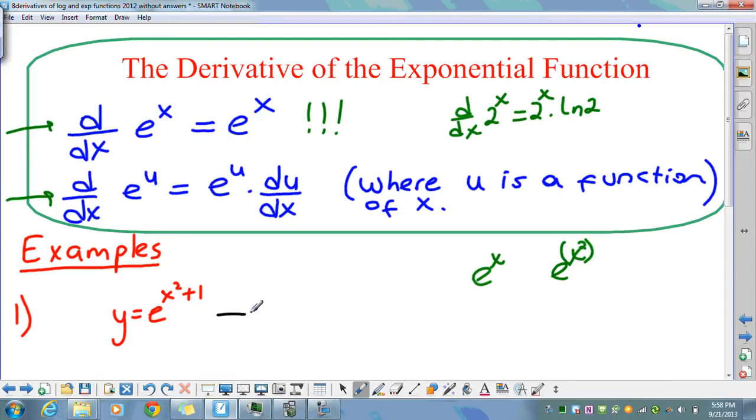If your function is e to the x squared plus 1, its derivative dy dx, also known as y prime, will equal e to the same power times the derivative of the power. That's what du dx is telling us. And the derivative of the power is 2x. And typically we would write this as 2x up front times e to the x squared plus 1.